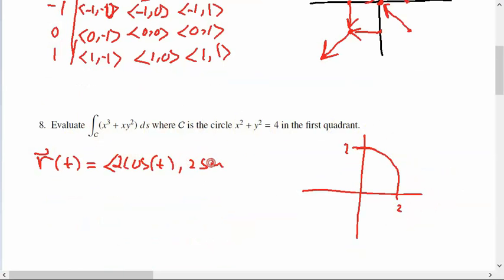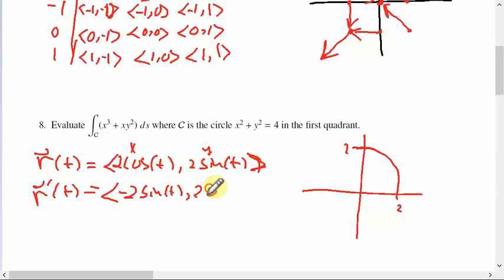And that's because if you square both of these and add them, you'll get 4 cosine squared plus 4 sine squared, factoring out the 4, that gives you 4. So it gives you the radius squared, which is 4. So, calling that x and that y, squaring those, adding them up, you're going to get x squared plus y squared equals 4. So you do need that 2 in front. r prime is going to be -2 sine t, 2 cosine t.